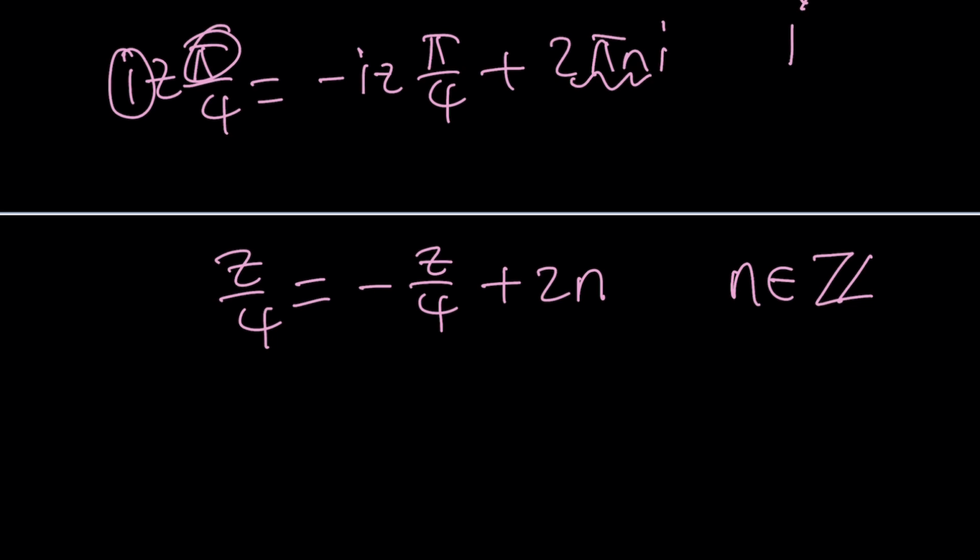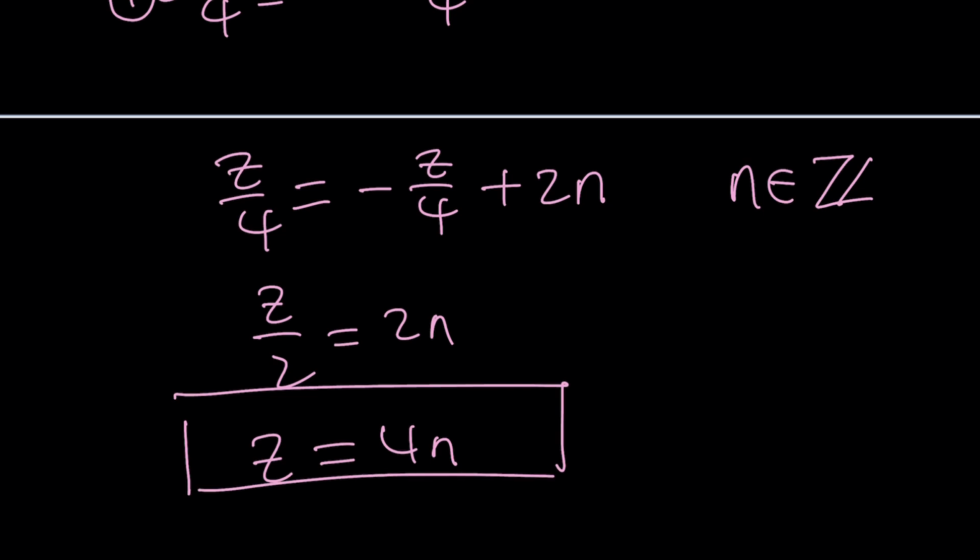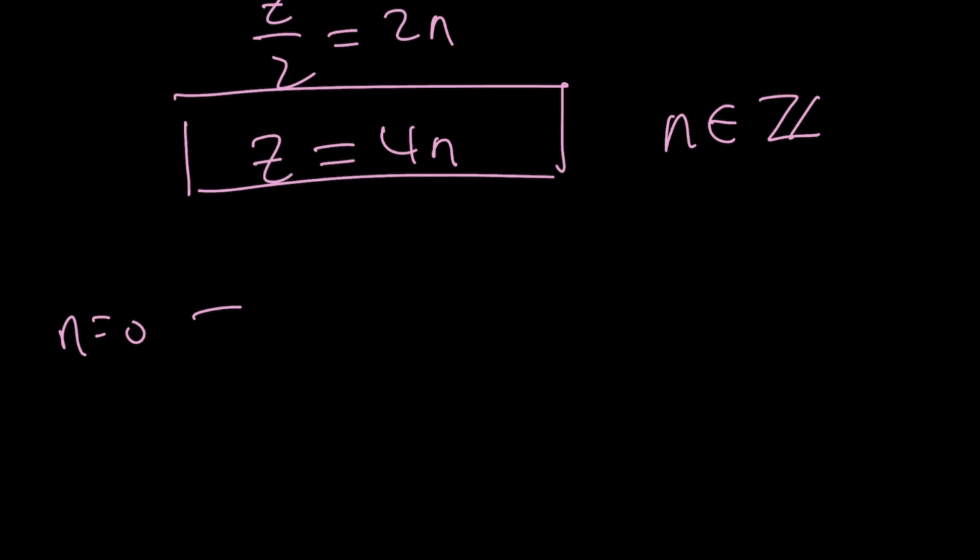Great. Let's add negative z over 4. That gives us z over 2 equals 2n, and z equals 4n. How nice. So if n is an integer, z equals 4n is a solution. What is that supposed to mean? It means that if n is equal to 0, z is equal to 0.